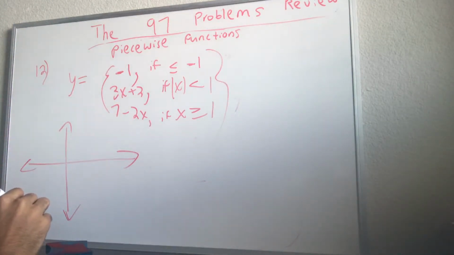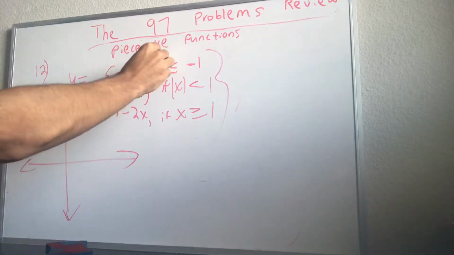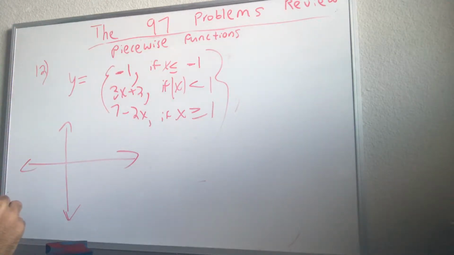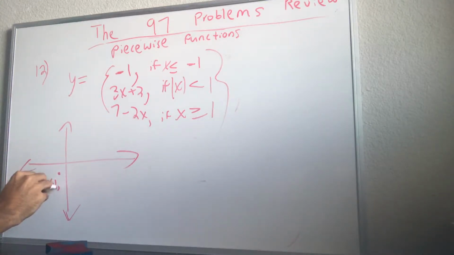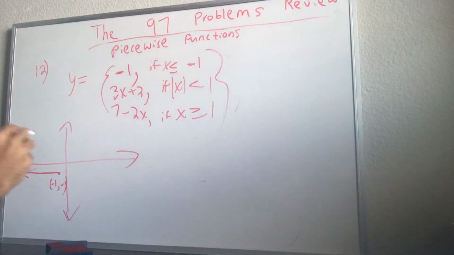So the first one states that y is equal to -1, which is really just a horizontal line. Whenever y is equal to a constant, that's just a horizontal line. If x is, I think I missed an x here, yeah, if x is less than or equal to -1. So at -1, this point over here is going to be (-1, -1), and really anything before that is also part of this restriction.